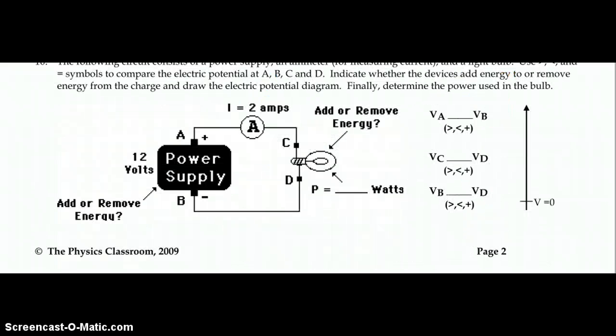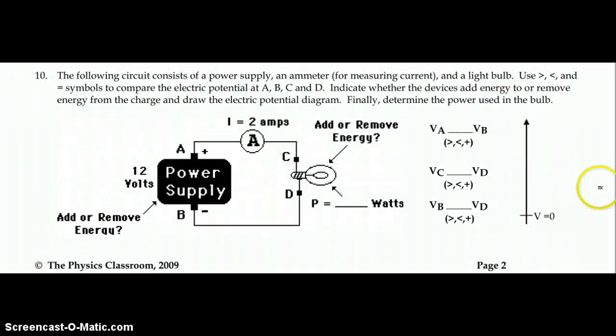Okay, so we've got one last little circuit here to look at. We've got the potential diagram to draw on the right. So this kind of puts together all the things we've looked at in the other 2 videos and this one so far.